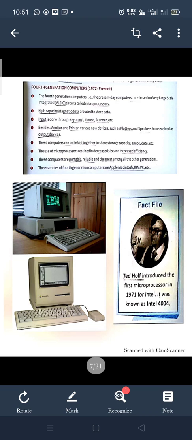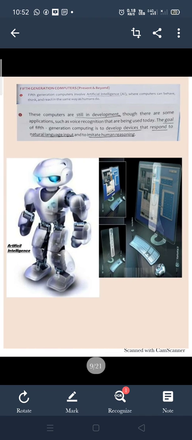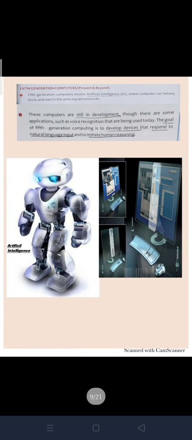And it is in this generation only that the internet came into existence. The internet was used by people for sharing information. This can be done by connecting all the computers, and information can be shared in any part of the world. So these were the fourth generation computers, and the present computers which we are using fall under this category.